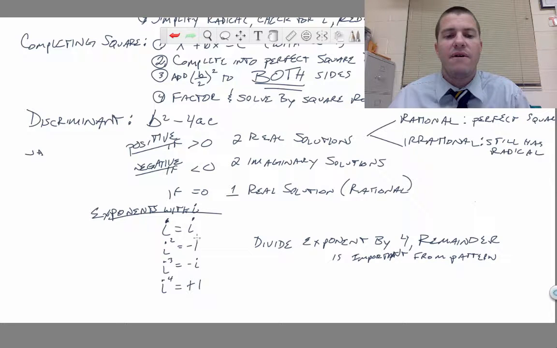Exponents on the i's. It's the pattern of 4. So i squared, i to the third, i to the fourth is i, -1, -i, and +1. Remember, divide the exponent by 4, and what's important is the remainder, and whatever the remainder is going to be equivalent to these exponents. So remainder of 1 is equal to i, remainder of 2 is equal to -1, remainder of 3 is equal to -i, and if it goes in evenly, then it's equal to +1.